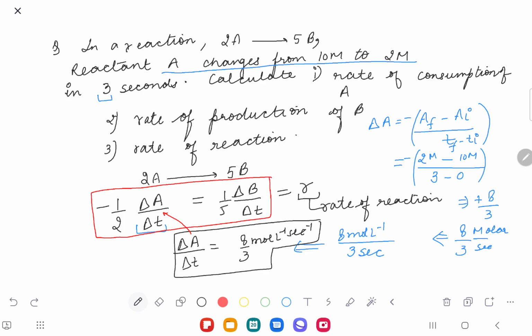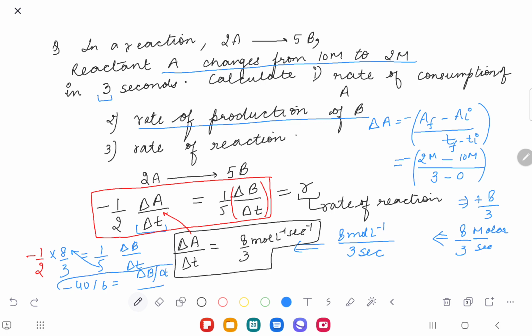And with that, can I not calculate delta B over delta T? Yes. So it would be minus half delta A over delta T, which I have just found out to be 8 over 3. So I'm putting that here equals to 1 over 5 delta B over delta T, which is my second part. It says find the rate of production of B. So this 5 goes here and it becomes 40 over 6 would be delta B by delta T. Understood? So that is the concept.